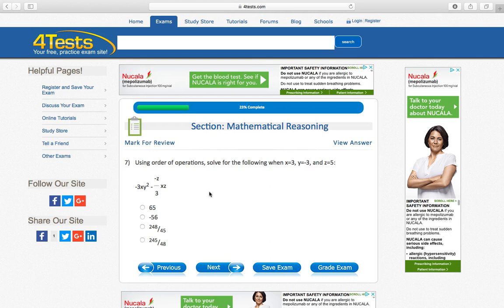So moving left to right, we have -3 times 3 times -3 squared. Again, -3 squared is 9, not -9. And that's the only exponent. So now we'll just go ahead and multiply that out. -3 times 3 is -9, times 9 is -81. Minus, we have this -5 over 3 times 3 over 1, so that's -15 over 3, which equals -5. Then -5 times z, which is 5, equals -25.